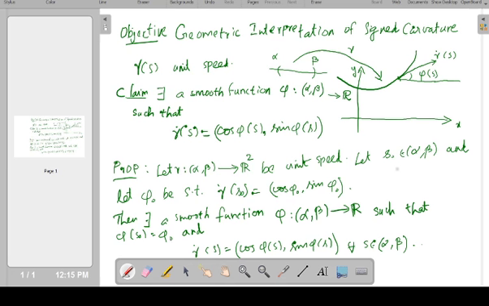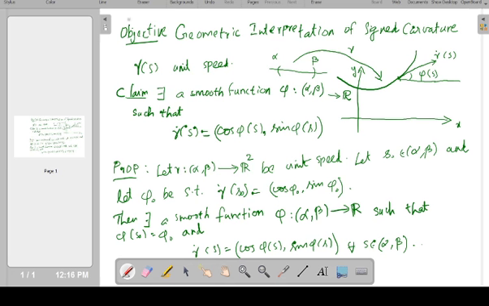Given any s naught, you can find a phi naught such that gamma dot of s naught is equal to cos phi naught, sin phi naught, because the function cos theta comma sin theta is going to be a bijection from the unit circle to a certain interval of length 2 pi.